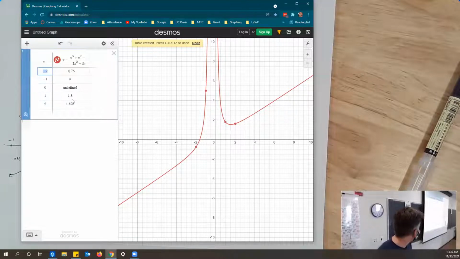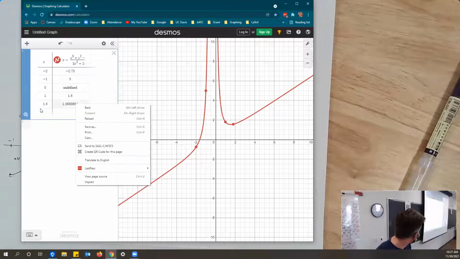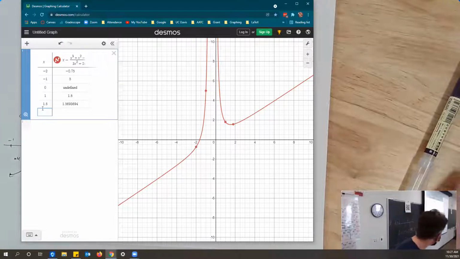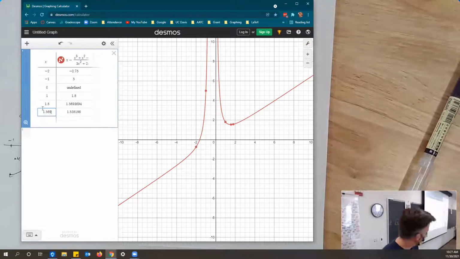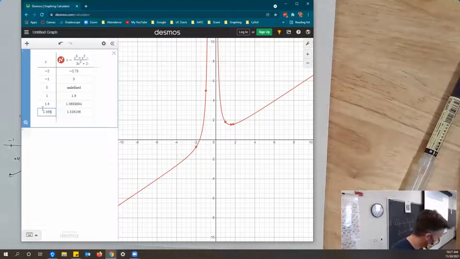So then if I start with 1, my next value is 1.8, like we got, right? When I plugged in 1, I got 1.8. And if I plug in 1.8 here, I get the next value, and I can take that value. Can I copy it? I cannot, but I can write it out, right? 1.569, etc.